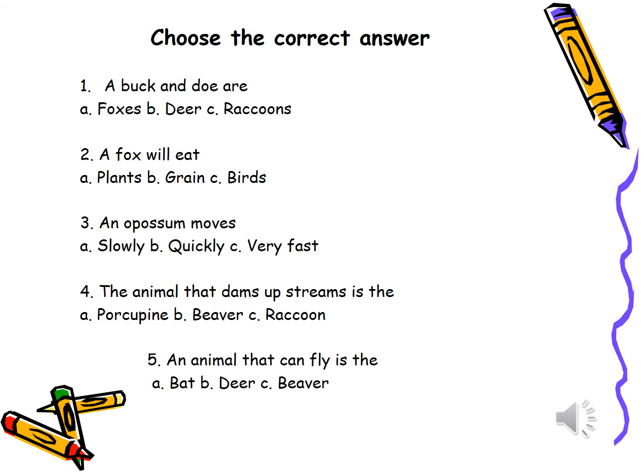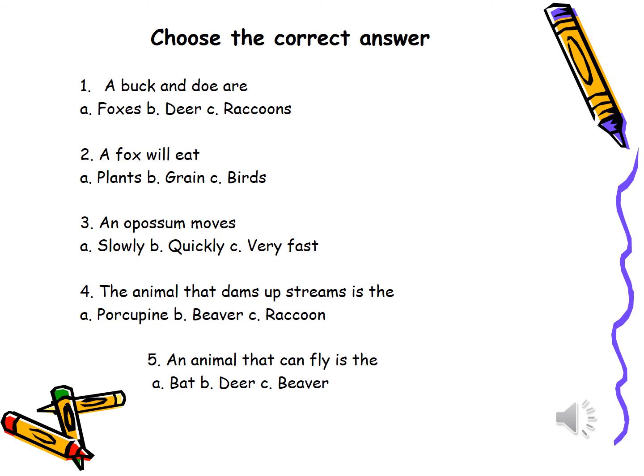So for the questions, these are multiple choice questions, children. You just need to write down the number and the word that is best suited. A buck and doe are A, foxes, B, deer, or C, raccoons. Choose the word that fits best and you can just write down the word. Number 2, a fox will eat A, plants, B, grain, or C, birds.